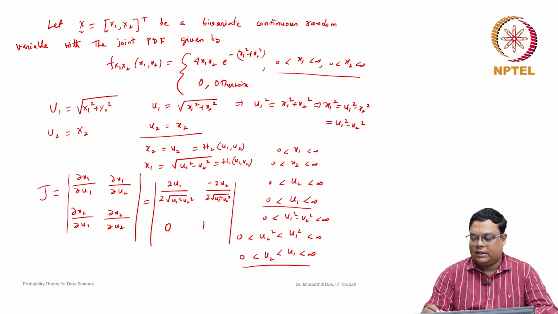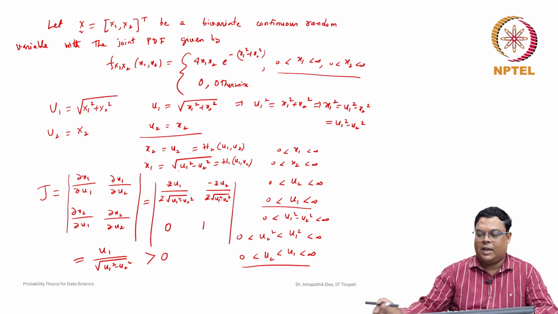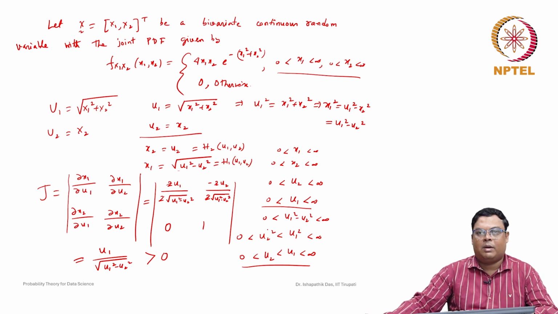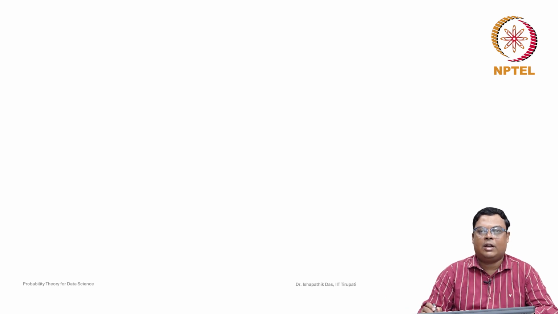So then we can cancel these terms, and this determinant will be nothing but u1 by root over of u1 square minus u2 square. Because in this range the Jacobian will always be greater than 0, since u1 is positive in the range of this transformed random variable, it is always greater than 0. Hence we can find the joint probability density function using the theorem.